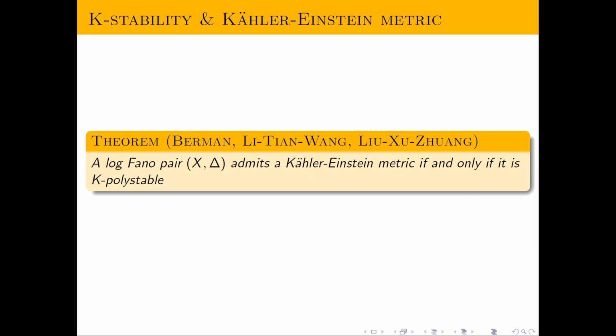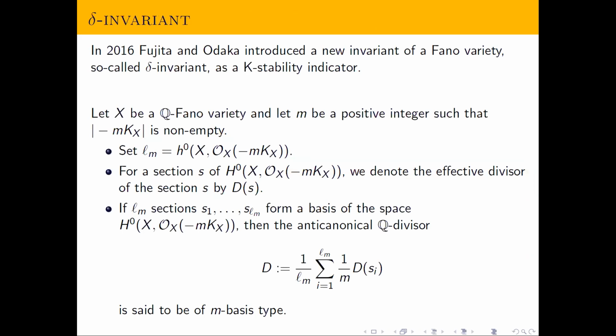So a log Fano pair admits a Kähler-Einstein metric if and only if it is K-polystable. But it is still hard to determine whether a given Fano variety is K-polystable or not. At the beginning it was hard, but in 2016, Fujita and Odaka introduced a new invariant, called the delta invariant, as a K-stability indicator. So it gave us a criterion.